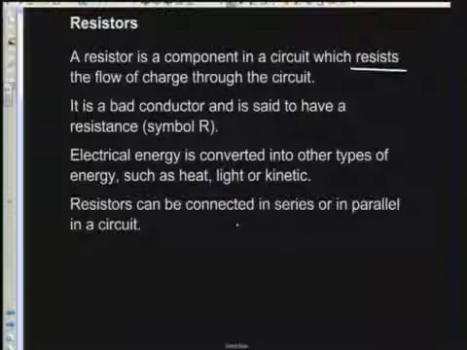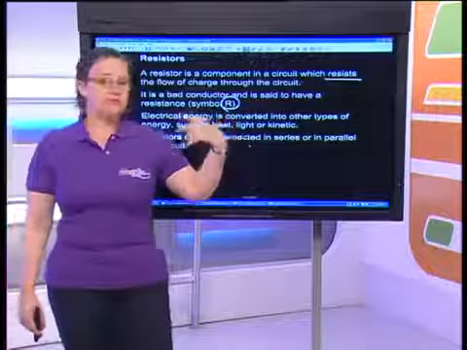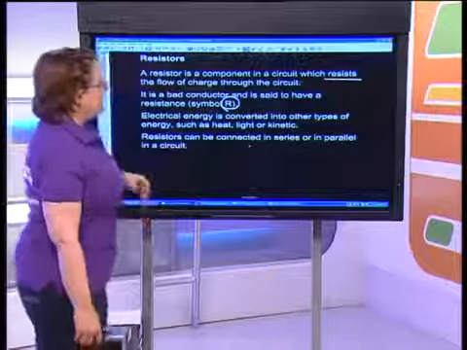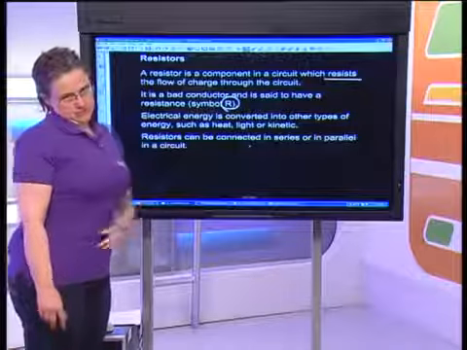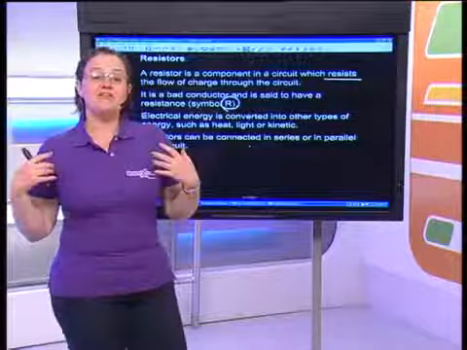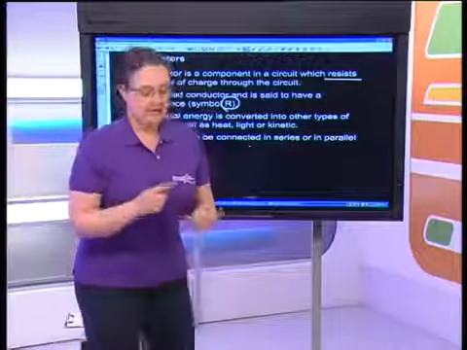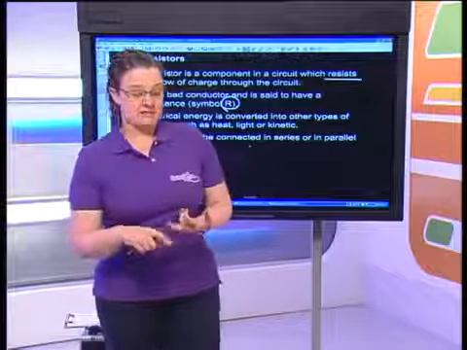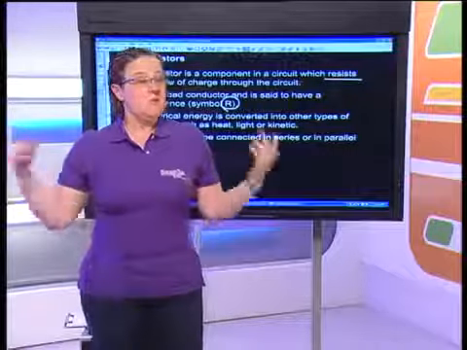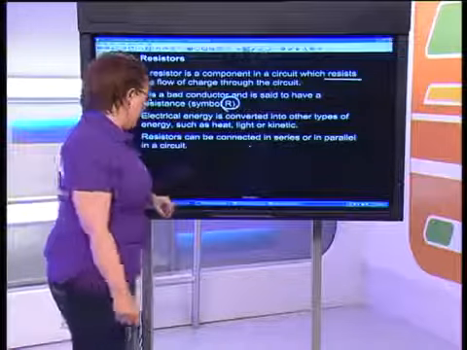It's said to have a resistance, and its symbol is R. So whenever we put resistance or a resistor into a circuit, or we put it into an equation, we use R, okay? Now, what happens with the resistor? Well, electrical energy is converted into other types through the resistor. Most of the time it's heat, but we can get light, maybe we get sound, maybe we get kinetic energy, all sorts of things can happen here, okay? And resistors can be connected in series or parallel.